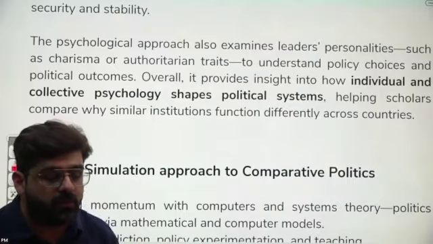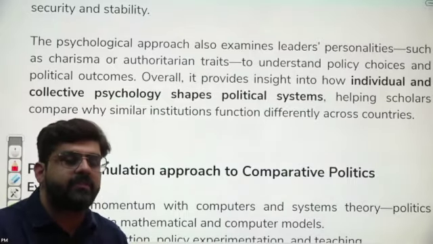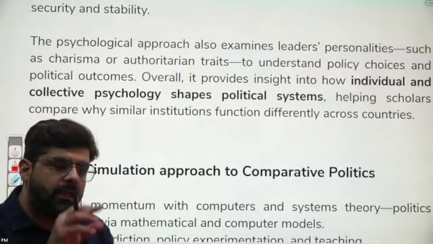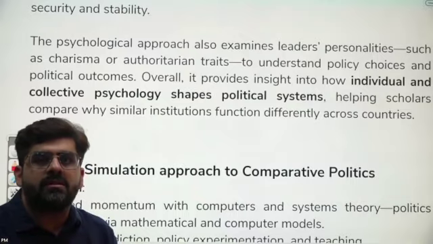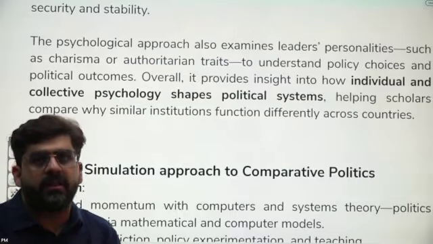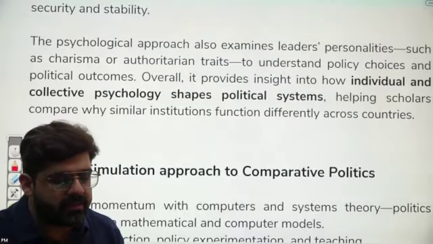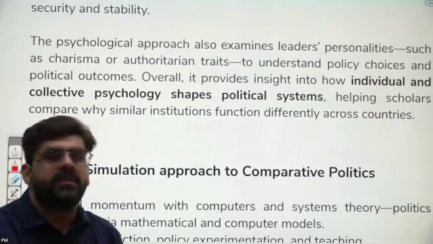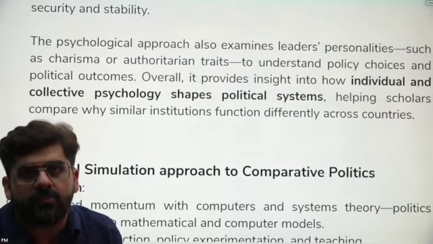Okay, so the political behavior, the behavior part, the informal part, is what is being targeted in this approach, and the psyche of why an action has been taken by that particular person, why it is taken in that particular fashion only. This is studied by the psychological approach.